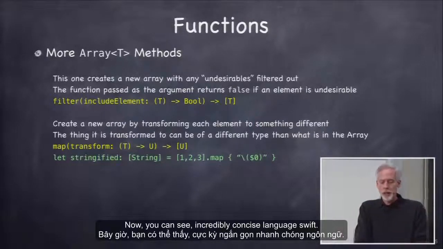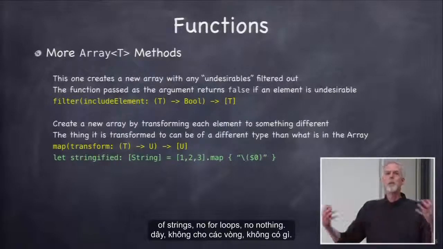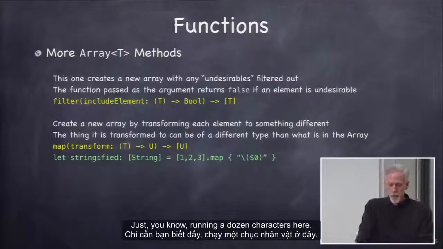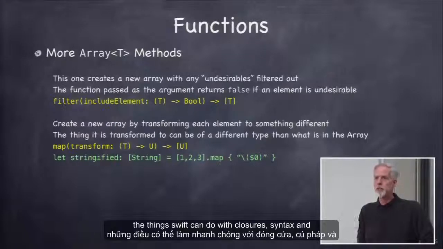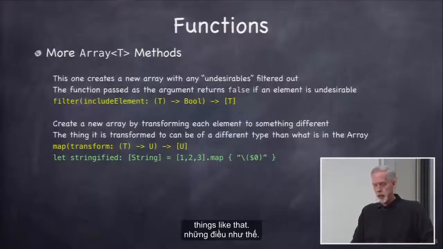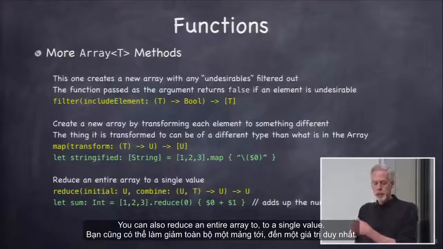Now you can see, incredibly concise language, Swift. I mean, to take an array of ints and turn it into an array of strings, no for loops, no nothing, just, you know, a dozen characters here. So you really want to take advantage of some of the things Swift can do with closures, syntax, and things like that. You can also reduce an entire array to a single value.